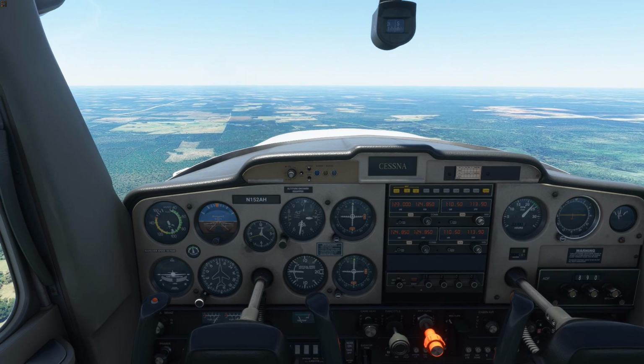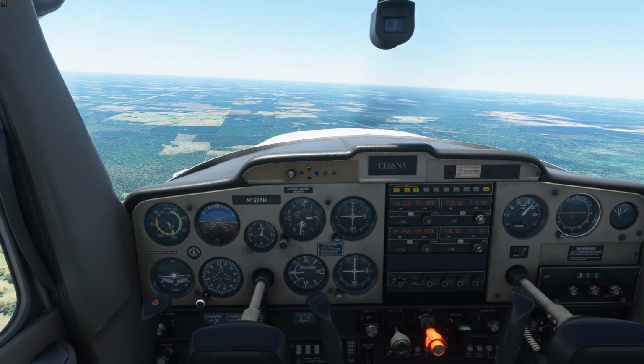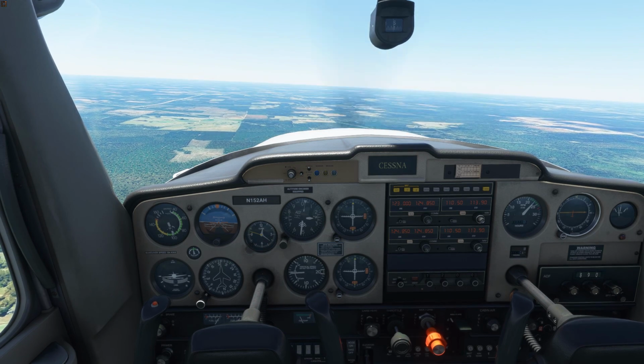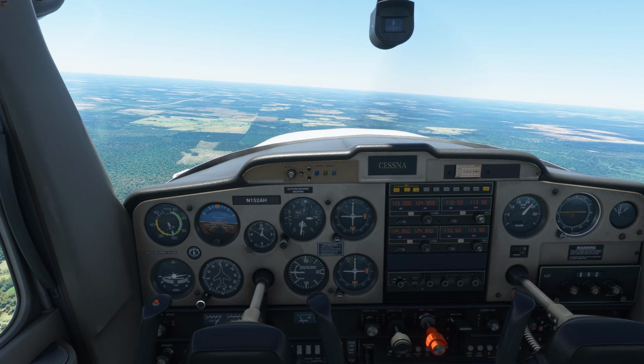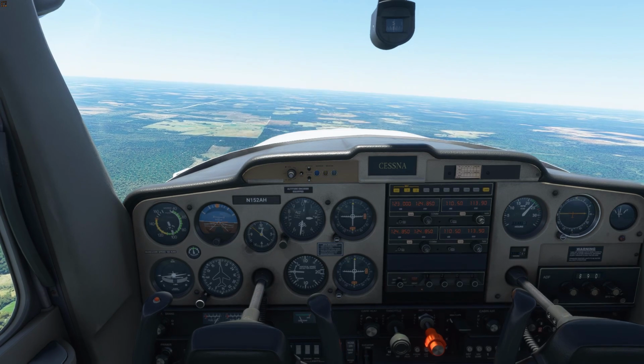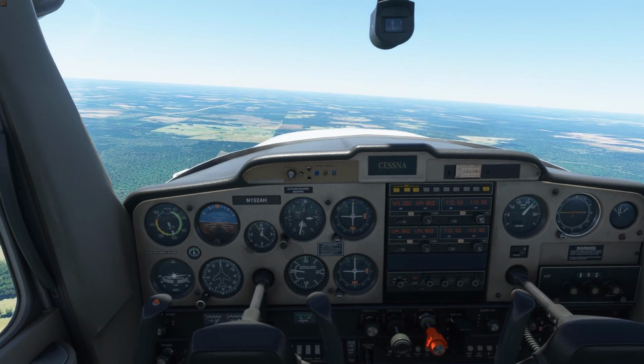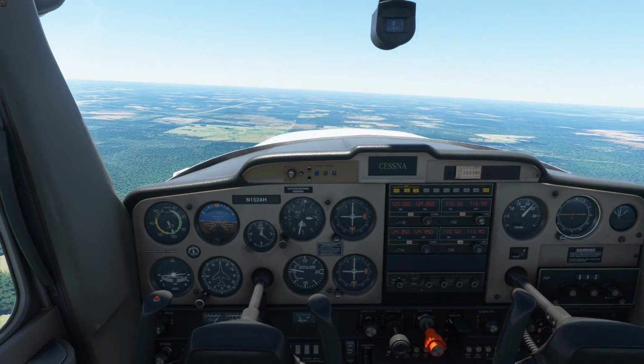And make sure we're good and trimmed out for straight and level flight. You'll notice it's a little squirrely on the headings in these slow flight maneuvers. So you have to pay attention to that and make little small corrections to keep it on the heading, to keep within standards there.